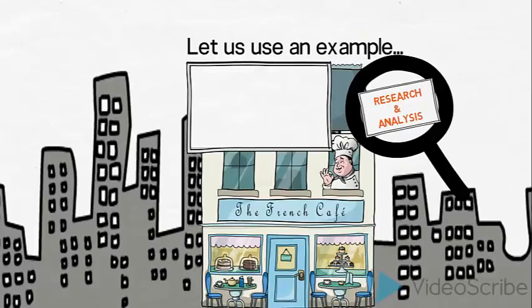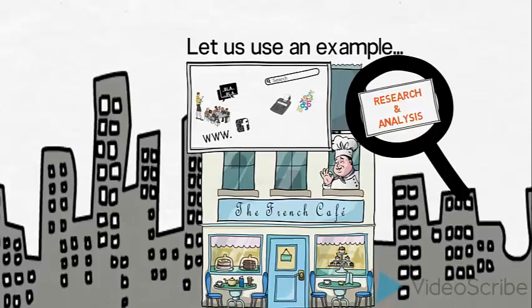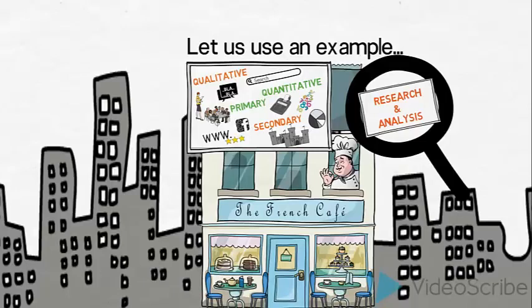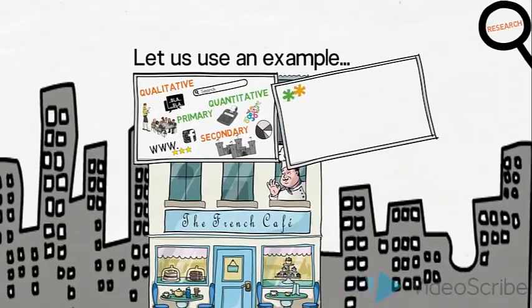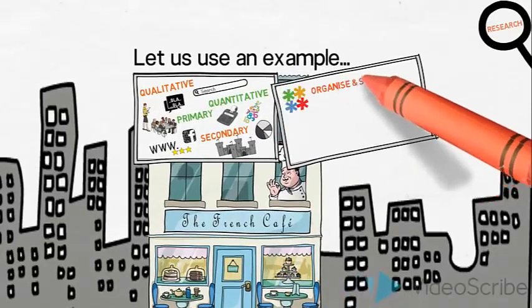Here is a short summary of the types of research and analysis the French Cafe have carried out. They have spoken to customers and suppliers. They have analyzed their financial accounts and their online presence and interactions in detail. And they have also investigated their competitors. During the process, they have collected vast amounts of data, both qualitative, quantitative, primary, and secondary. But how do they organize and summarize all this information?